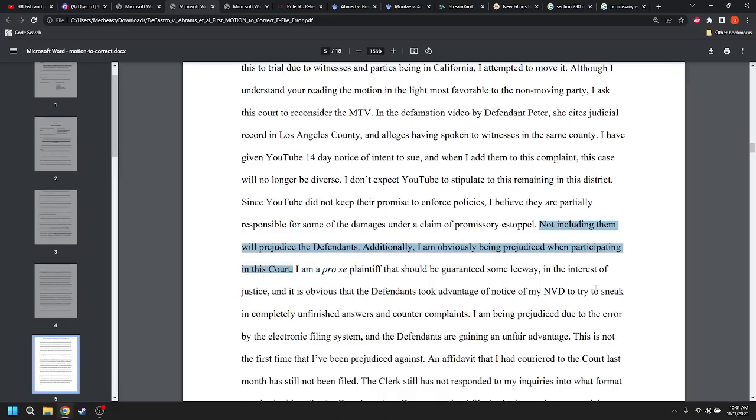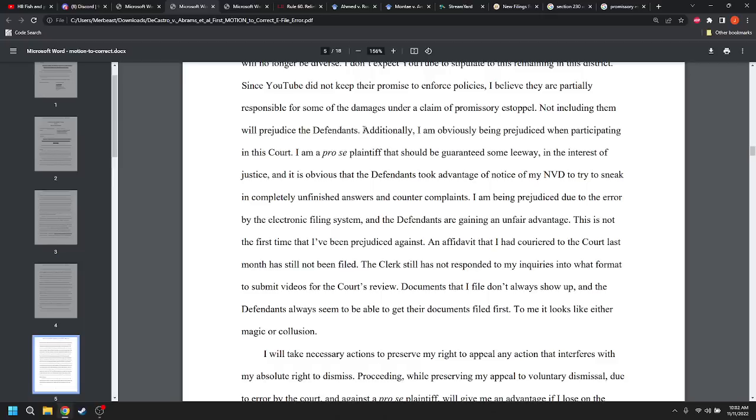Not including YouTube will prejudice the defendants. I'm sure he's going to provide us some facts to support that assertion. But I don't think including them or not including them will have any impact on the defendants because, again, YouTube's just going to file a 12(b)(6) and be gone. And the court will grant their 12(b)(6).